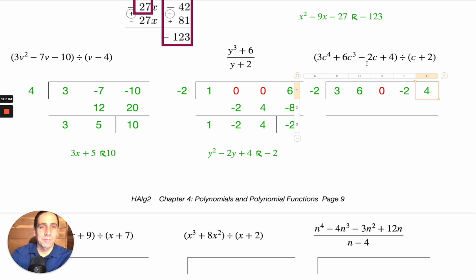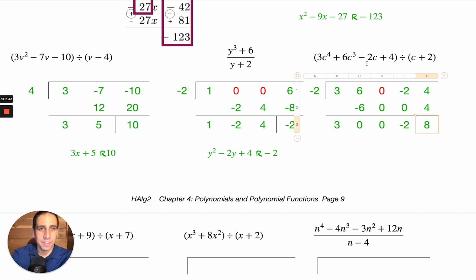All right, vertically, we're going to bring down the 3, because 3 plus nothing is 3. And then diagonally, negative 2 times 3 is negative 6. Positive 6 plus negative 6 is 0. Negative 2 times 0 is 0. 0 plus 0 is 0. Negative 2 times 0 is 0. Negative 2 plus 0 is negative 2. And negative 2 times negative 2 is positive 4. 4 plus 4 is 8.